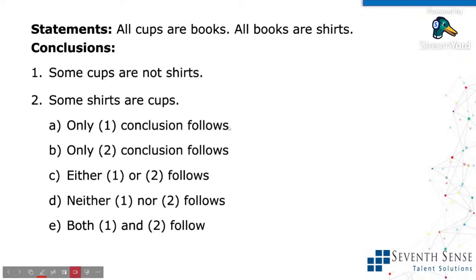Okay, let us see. All cups are books. First one, small one, telling that this is the cup, and we're gonna override it with a bigger one. All cups are books. Okay, then all books are shirts. Now take a bigger one and name it as S. All books are shirts. Now check for the conclusion. Some cups are not shirts.